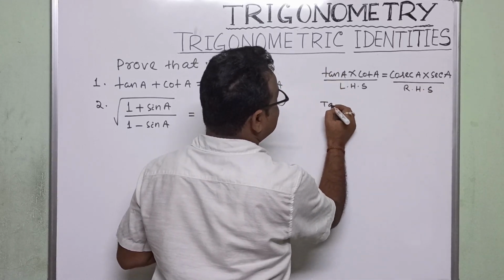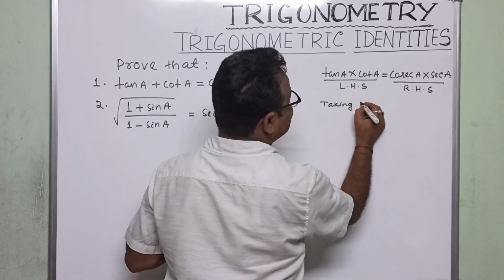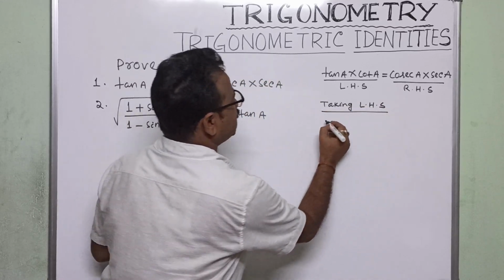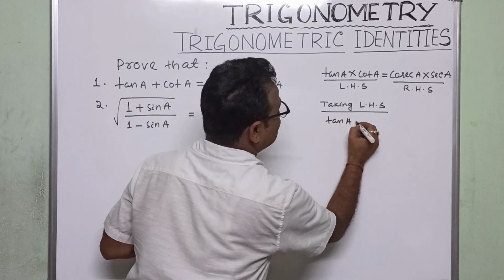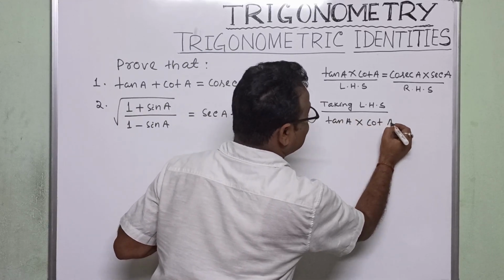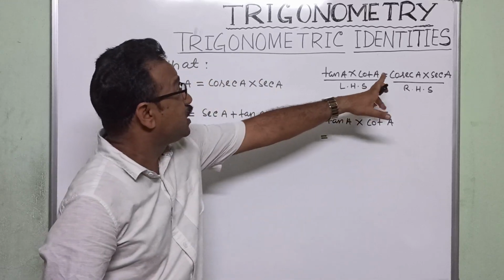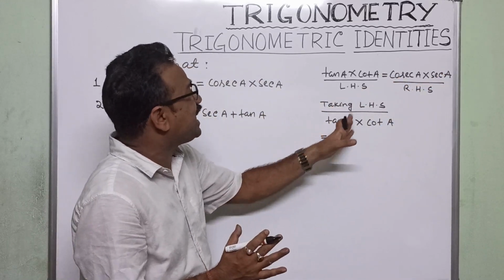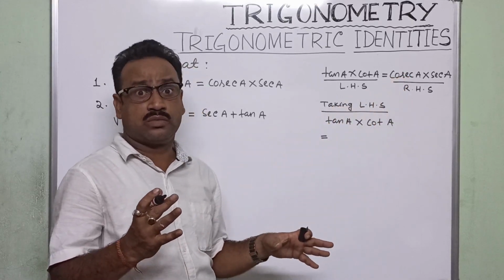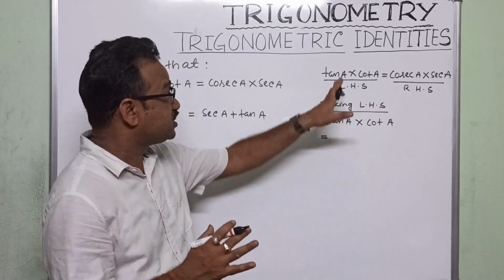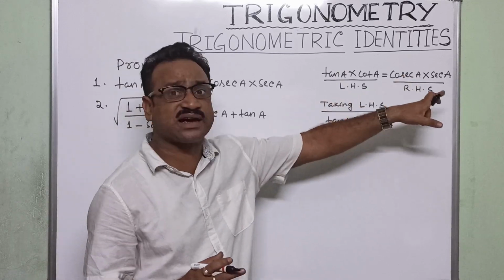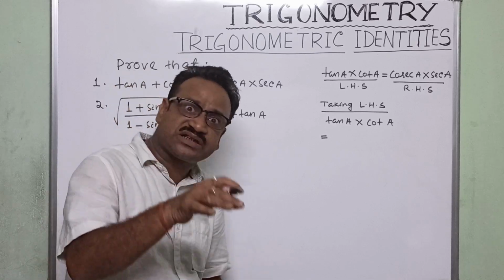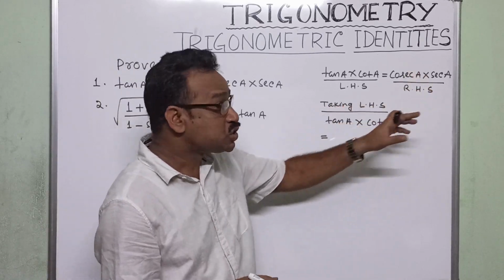Now taking the left hand side, tan A plus cot A, what we require is cosec and sec. Is there any relation between tan and cosec? No. Cot and sec? No. But there is a relation between sin and cosec, and there is a relation between cos and sec.